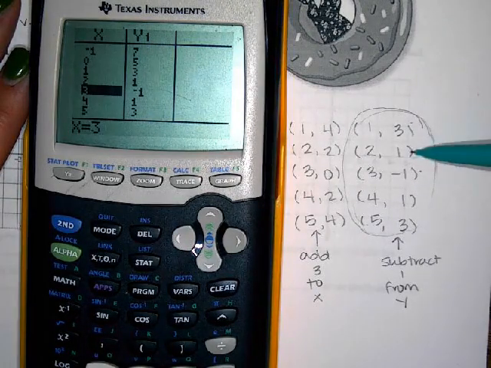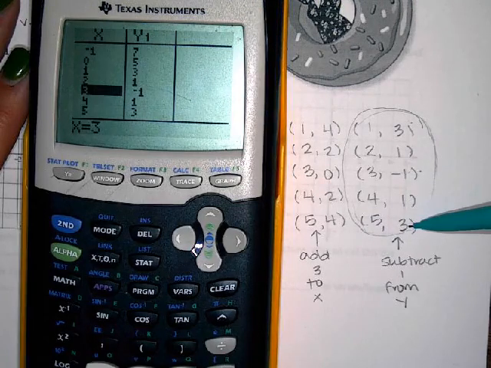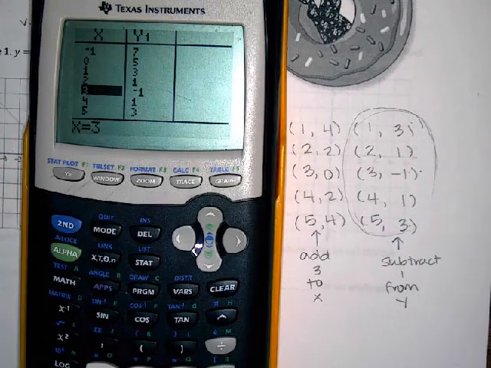So now we've compared with the table. We got the points right. Okay? We good? All right. Let's move on to the next example.